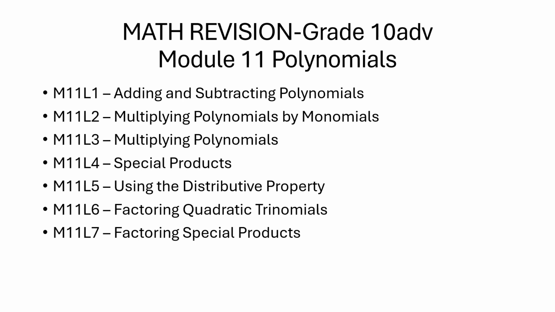Today we are revising module 11 polynomials. From this module we are going to revise one by one all the 7 lessons. The first lesson that we did was adding and subtracting polynomials. The second one was multiplying polynomials by binomial or monomial, and the third is multiplying polynomials. The fourth is special products. The fifth lesson that we did was using the distributive property. The sixth lesson is factoring quadratic trinomials, and the seventh lesson is factoring special products.